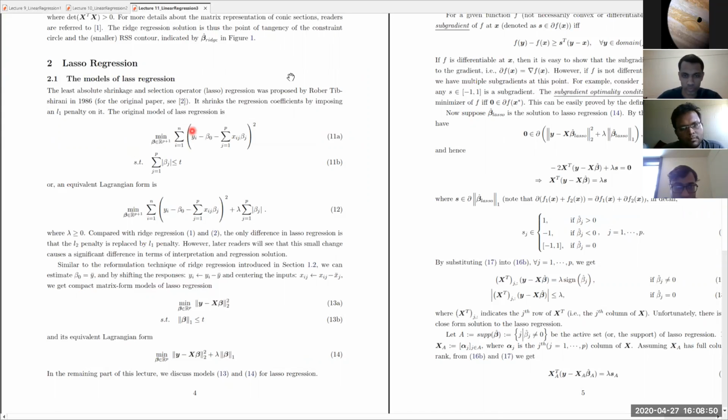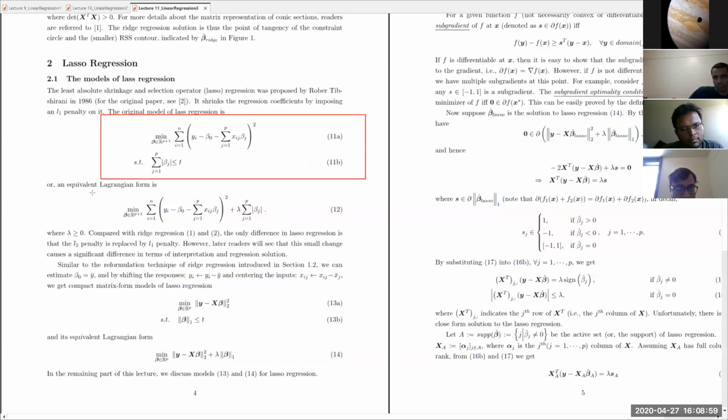So let's have a look. The very original lasso regression is this. This is the original lasso regression model. And of course, similarly, I have an equivalent Lagrange form, which is here. Okay, and of course here lambda is greater than or equal to 0.